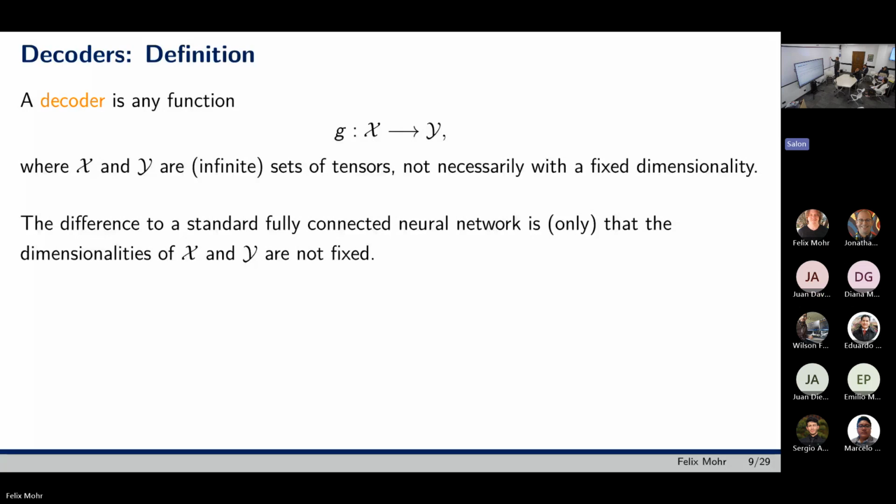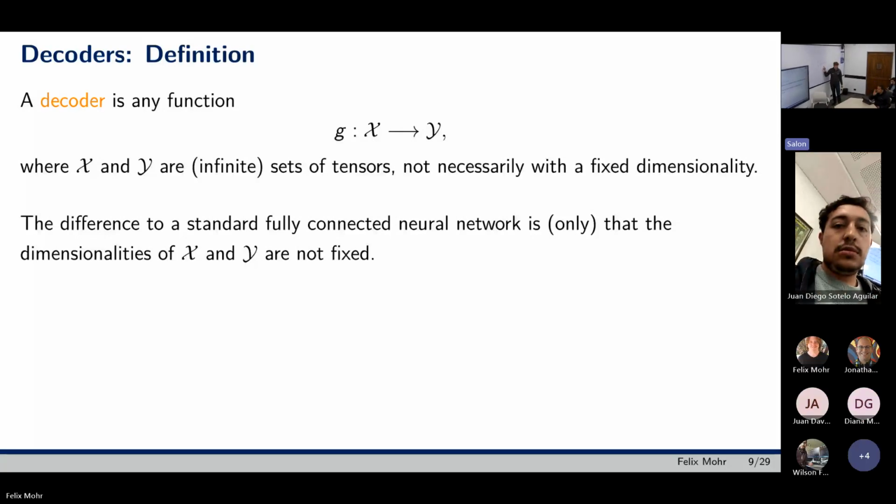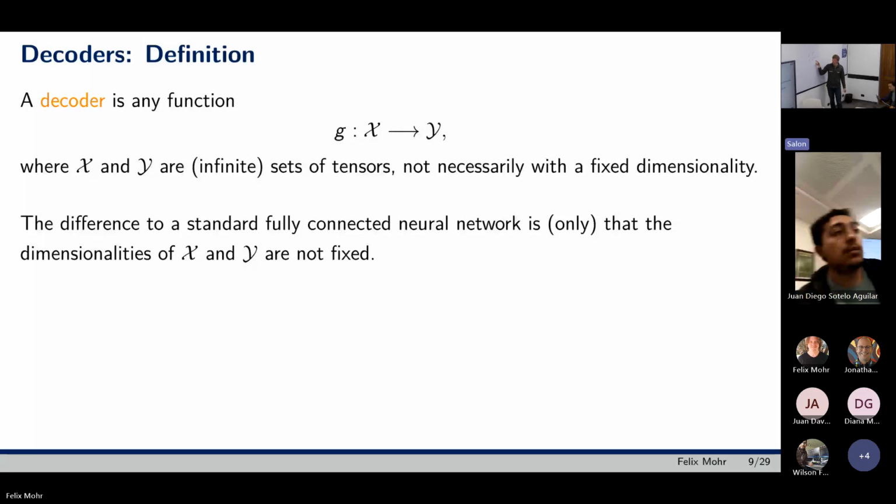Maybe we have images of 30 by 30, then the input space would be something like this, or maybe RGB, then our instances would be a tensor of that size. This is what we always did.